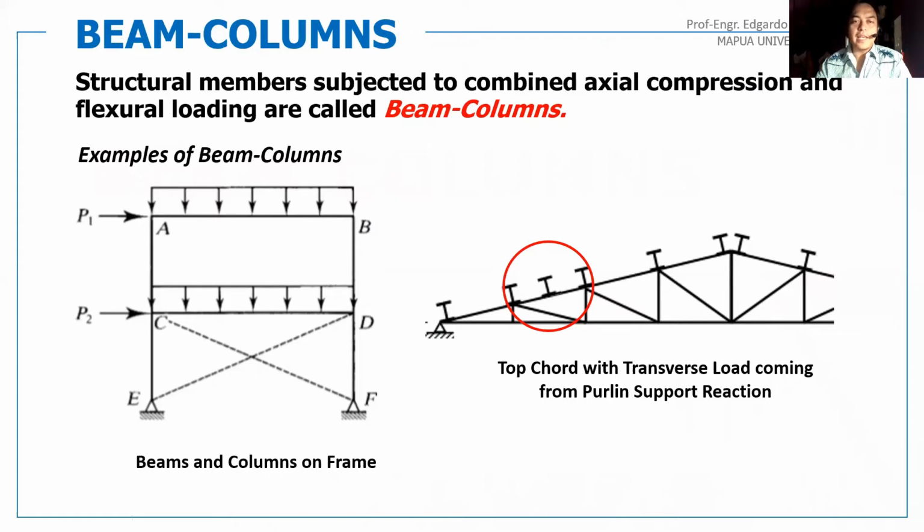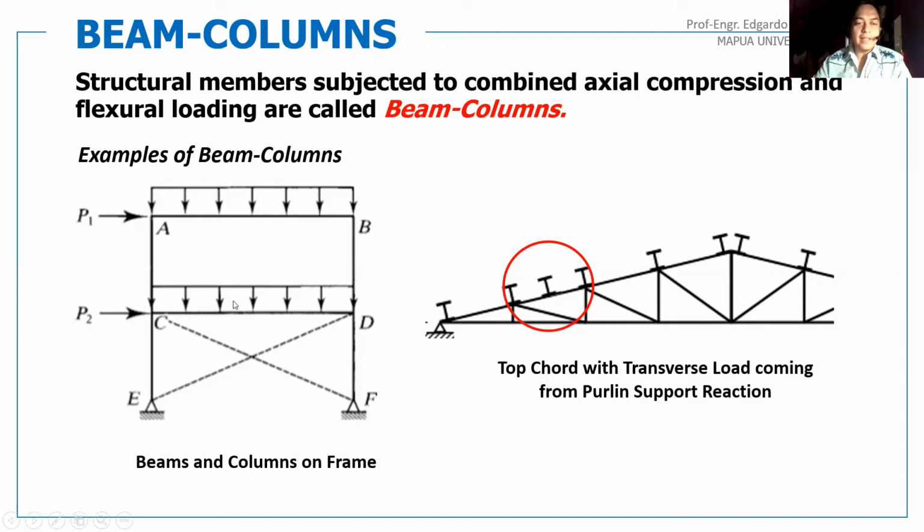When we say beams, these are structural members that carry transverse load, meaning the loads are applied perpendicular to the axis of the member. While columns are compression members that resist axial compression. When these two types of loads are induced in the member, the member would be considered or analyzed as a beam column. As you can see from this figure, we have examples of beam columns.